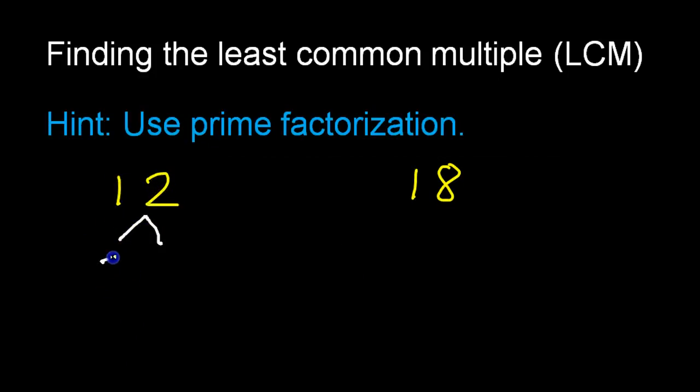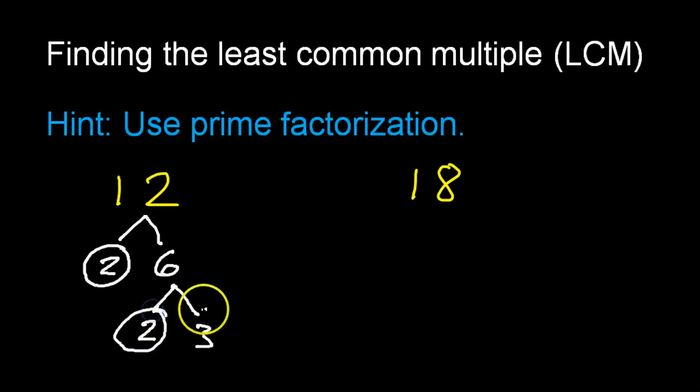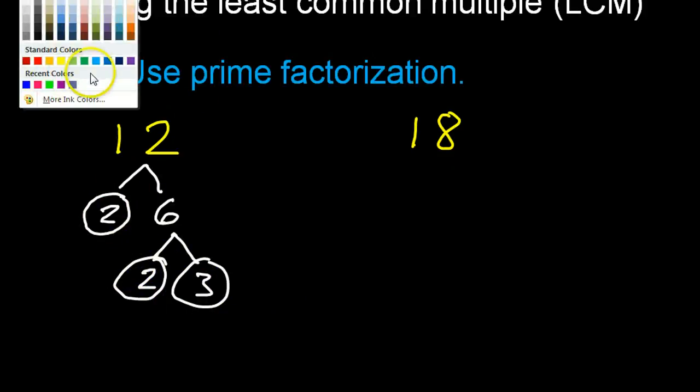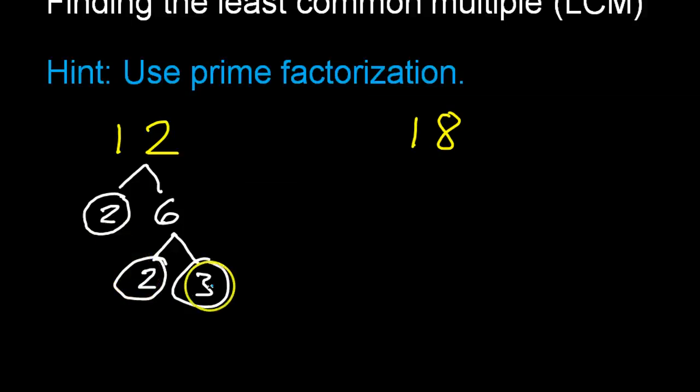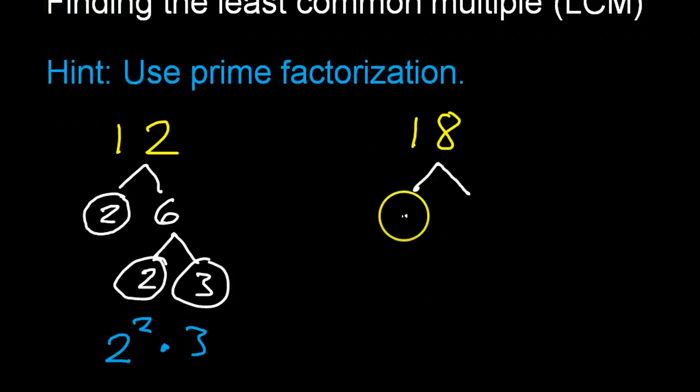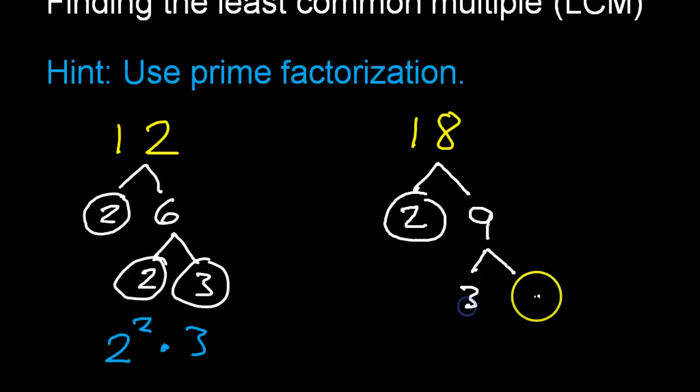12 is even, so I know that's 2 times 6. 2 is a prime number. 6 is not a prime number. This is 2 times 3. Both of these are prime numbers. Okay, I like to circle the prime number when I get to it. So the prime factorization is 2 squared times 3. So I've got 2 squared times 3. That's my prime factorization. Now for the 18, it is even. That's 2 times 9. And then 9 is 3 times 3.